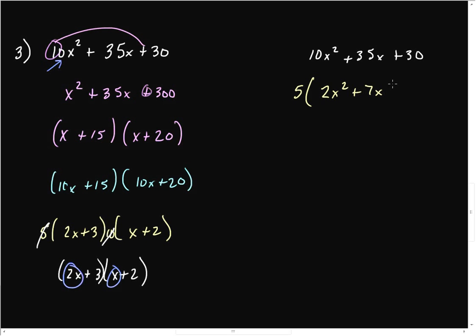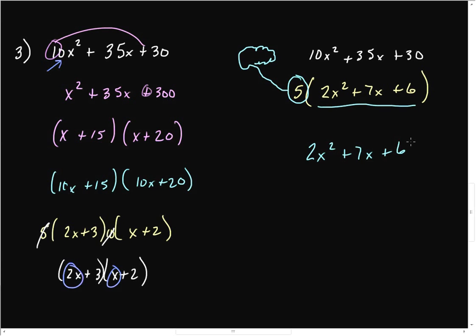Now I'm going to keep that 5. I'm going to put it over here in the cloud so I can pull it down later. But then I'm just going to concentrate on factoring the trinomial that's left. So 2x squared plus 7x plus 6. When I do that, I bring that one over here and I multiply them together and I get x squared plus 7x plus 12. Well, that's a lot better because 12 is a lot smaller.